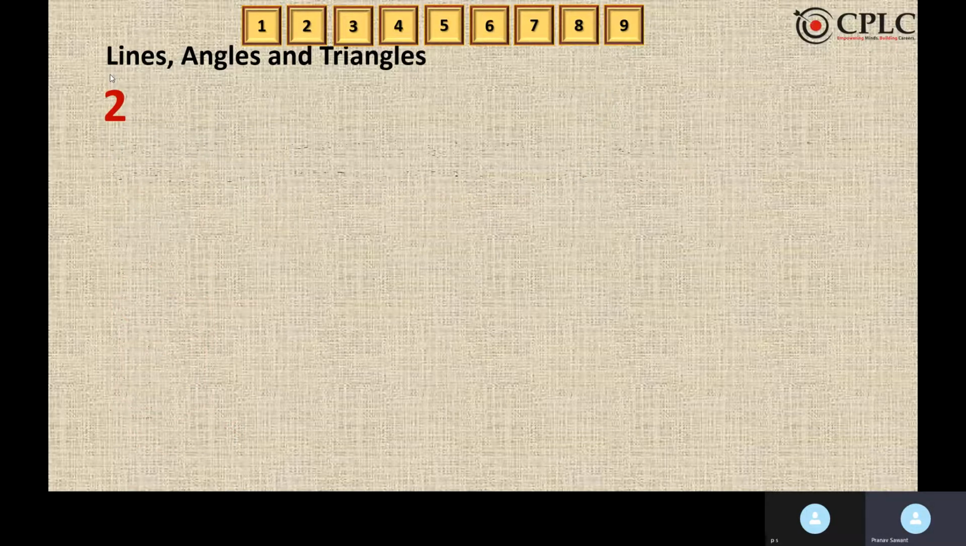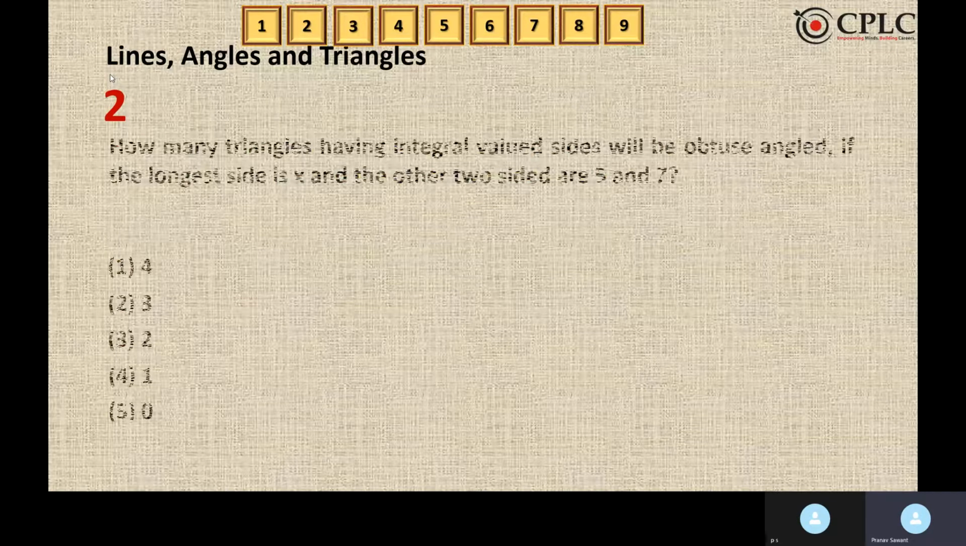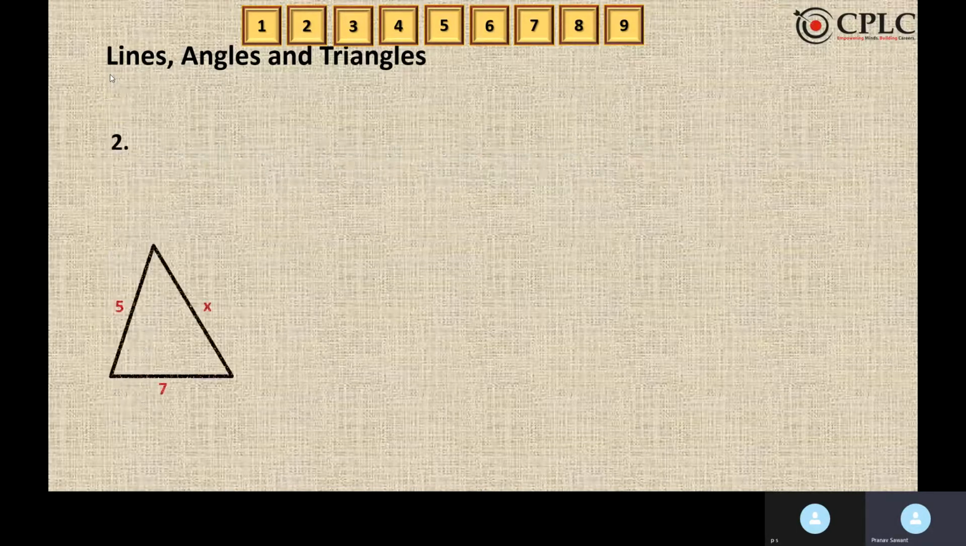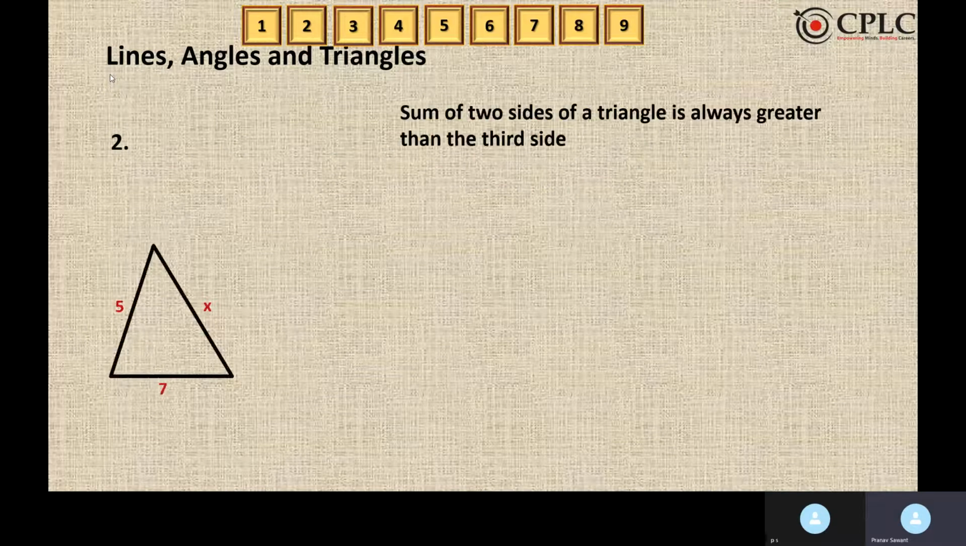Moving to the next question, how many triangles having integral valued sides will have an obtuse angle if the longest side is x and the other two sides are 5 and 7? Again, we'll make use of the property that the sum of two sides of a triangle is always greater than the third side. So 5 plus 7 is 12 and 12 is going to be greater than x. That means the value of x will definitely be less than 12.